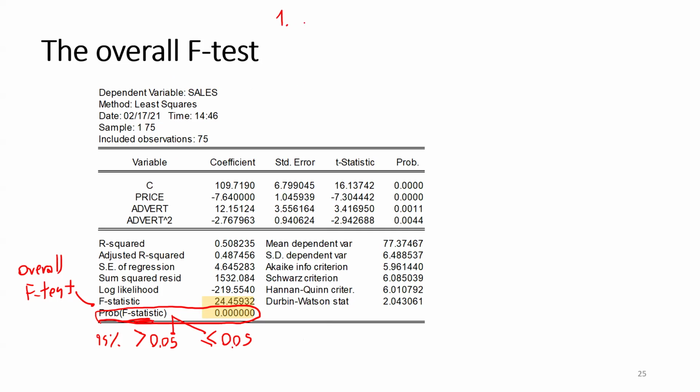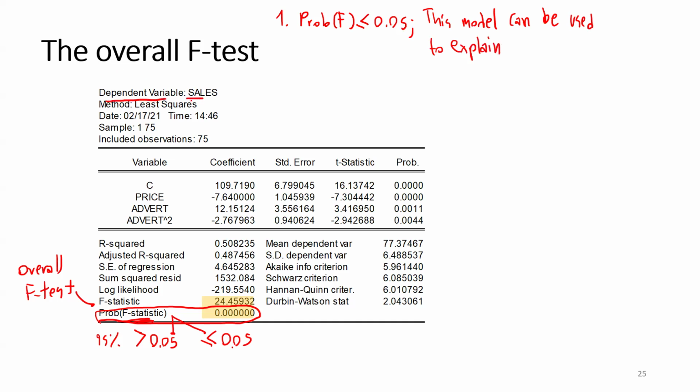Okay, so if the p-value of F is less than or equal to 0.05, which means this model can be used to explain the dependent variable, sales.